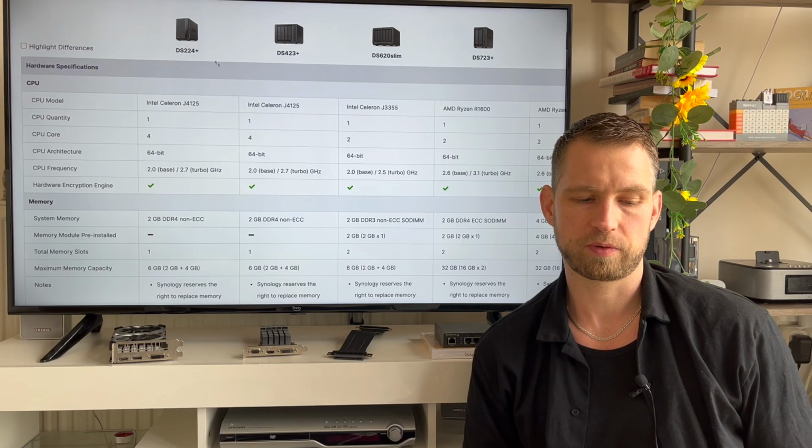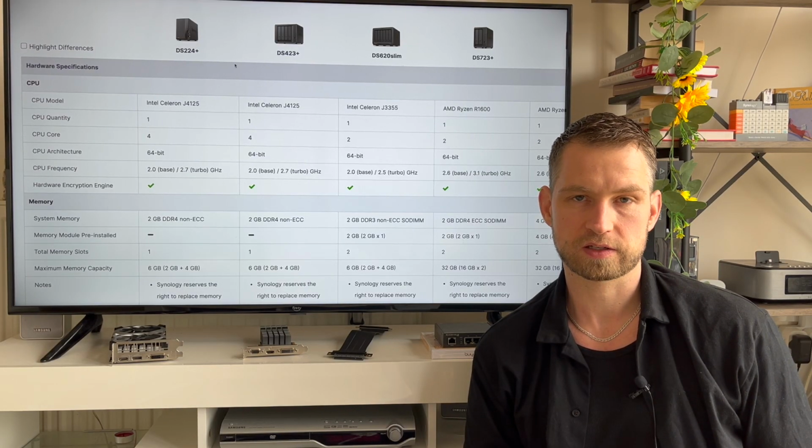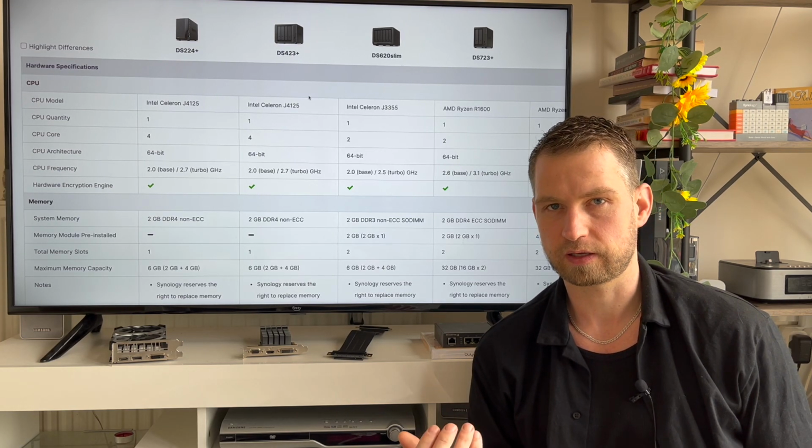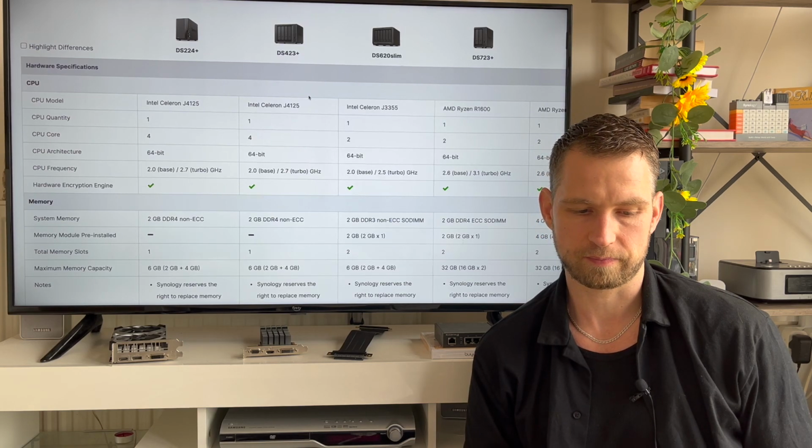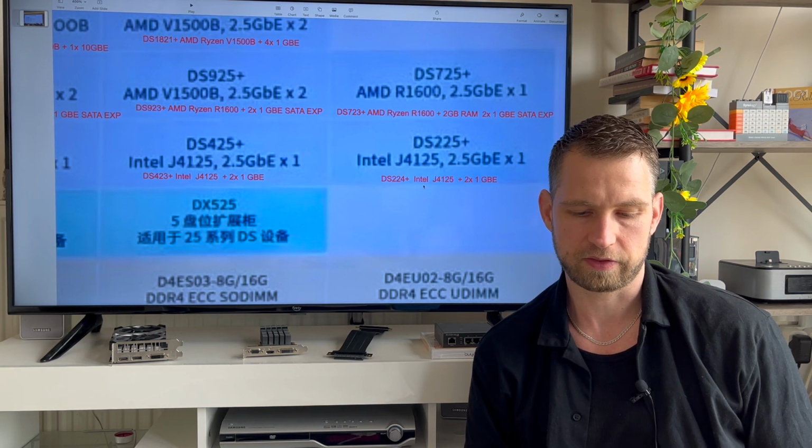Okay, let's move on to the last two models, which are the 2-bay and 4-bay, DS225 Plus and 425 Plus. So that's the replacement for the DS224 Plus and 423 Plus, which wasn't that old a NAS, but you will see now 1 gigabit slots replaced with a single 2.5 gig slot. Nothing else has changed. Nothing else has been added.